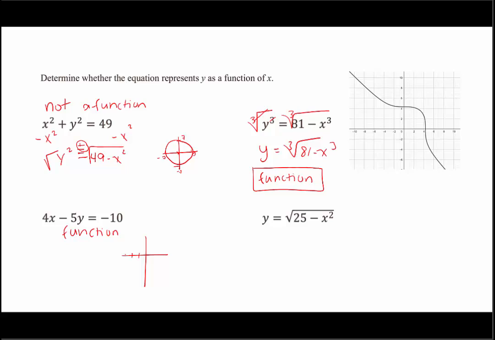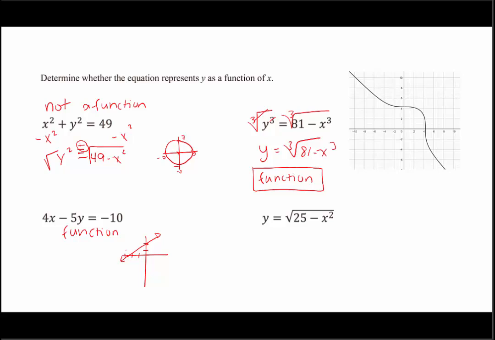And if we want to graph it, we can verify that this line will pass the horizontal line test. If we find the intercepts, the x-intercept would be negative 2.5, and the y-intercept would be positive 2. You can see it passes the vertical line test.